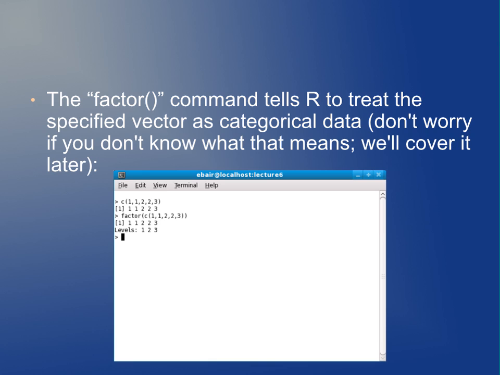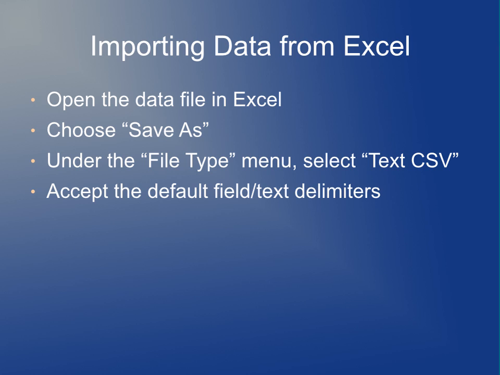The factor command in R tells R to treat a specified vector as categorical data. If I say factor C1, 1, 2, 2, 3, rather than treating it as number 1, number 2, number 3, it treats it as a categorical variable with 3 categories: category 1, category 2, category 3. The categories don't have to be numbers. You could have, say, category red, category white, category green. A factor in R is a categorical variable as opposed to a numeric variable.